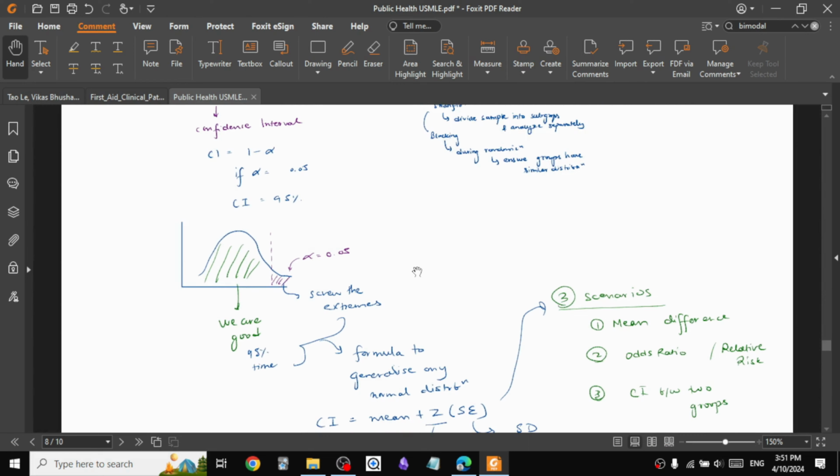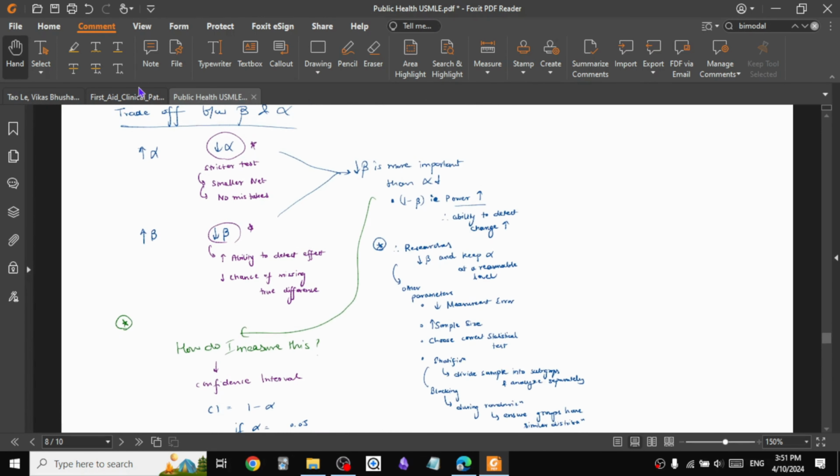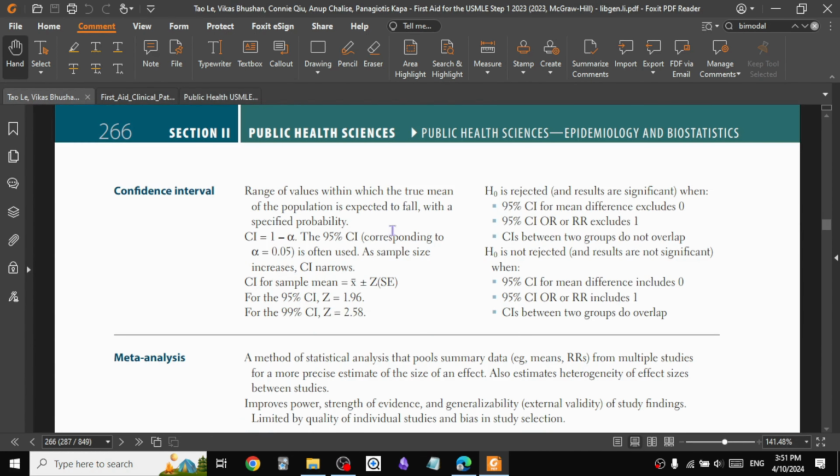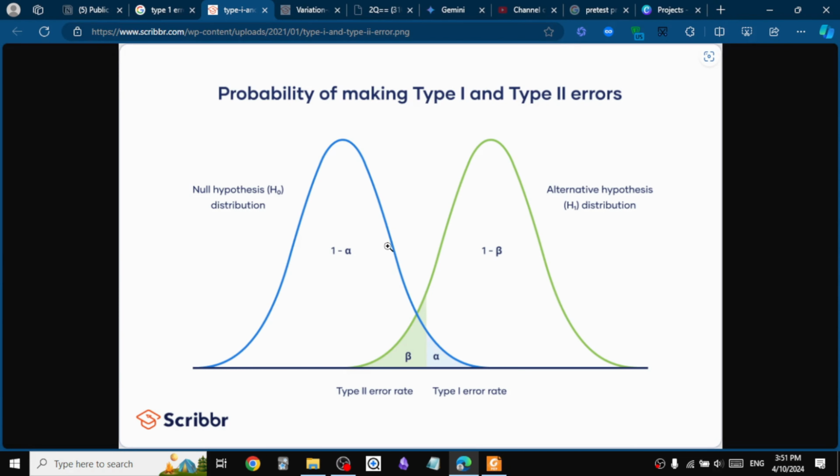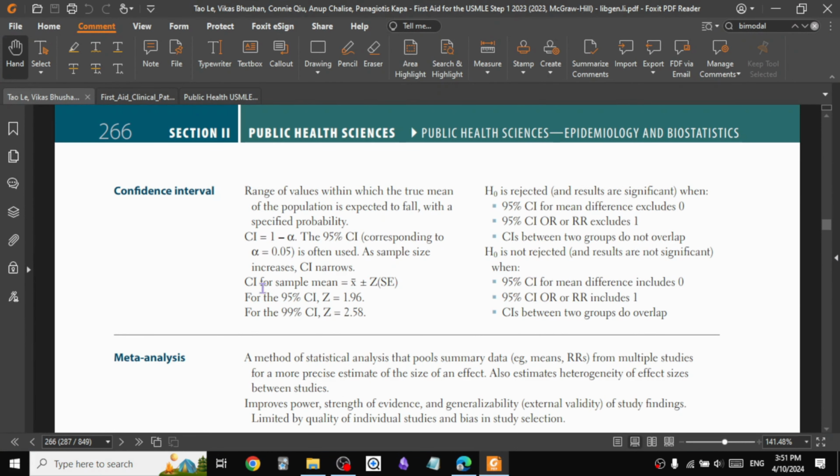So the confidence interval, let's just read for a second. It is the range of values within which the true mean of the population is expected to fall with a specified probability. Okay, so you see this diagram again. If I choose this, this will be where the true mean will fall in this range. The probability will be determined, and my alpha and beta levels will be set. So CI is equal to 1 minus alpha.